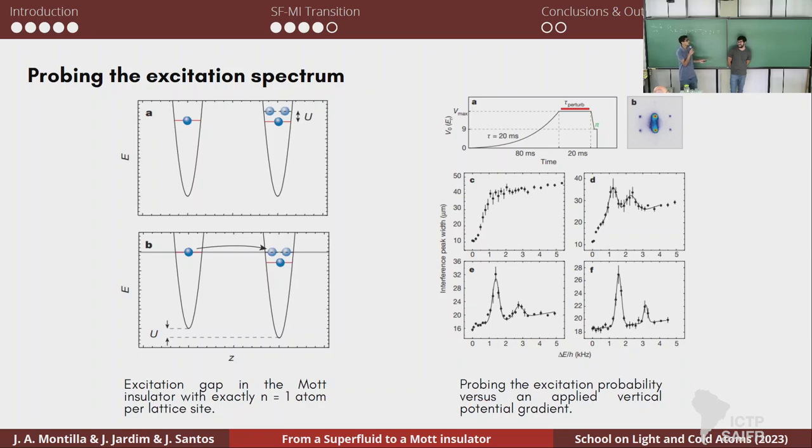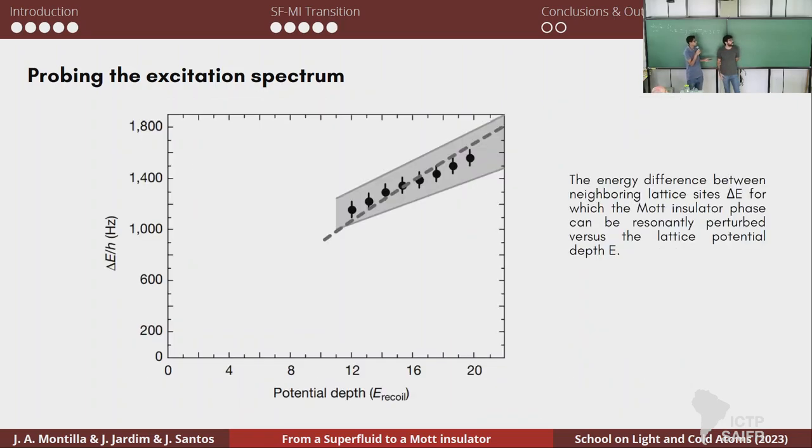And to explain this theoretical plot, the experimental technique was given by this figure. Here is the experimental technique, and the potential depth is raised to the maximum value Vmax, held at the same condition for 20 milliseconds, which restored the superfluid state. In figure B is the experimental image, and in figures C, D, E, and F are the measurements of experimental values. And in the last one they measure the potential depth as a function of the excitation energy.